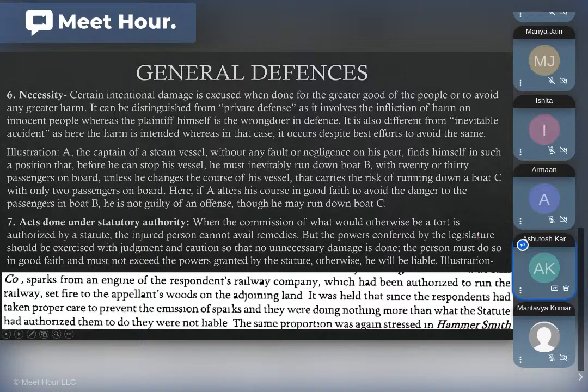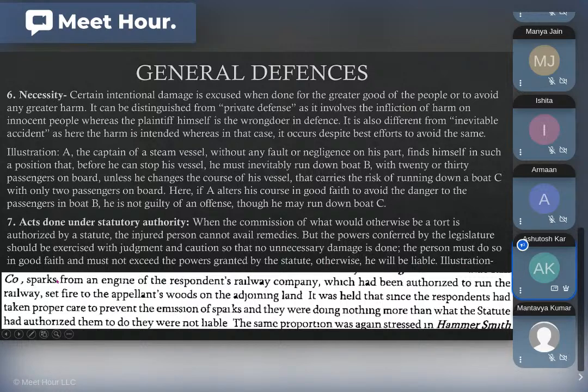But the powers conferred by the legislature should be exercised with judgment. It does not mean that whatever statutory authority you get, you can use it however you like. You must do so with caution and judgment so that no unnecessary damage is done. The person must do so in good faith and must not exceed the powers granted by the statute. Otherwise, he will be liable.